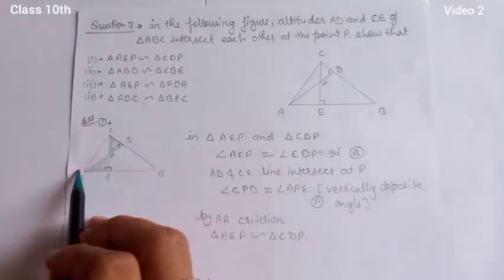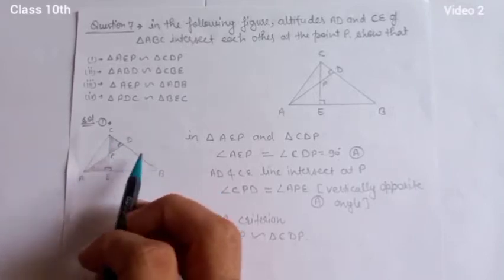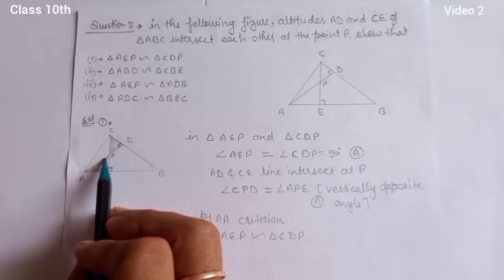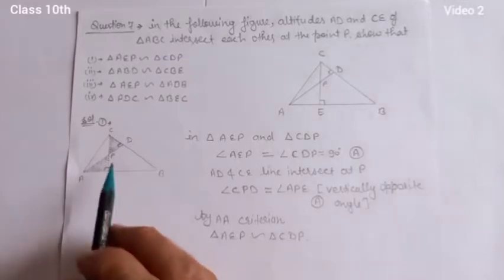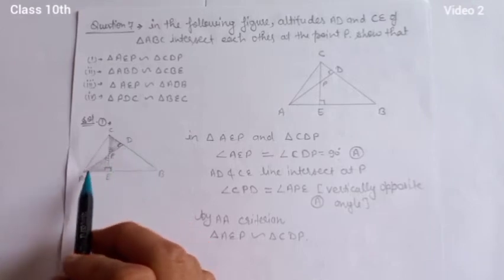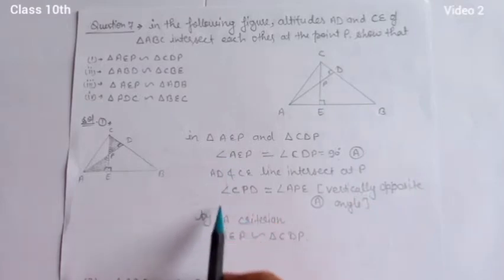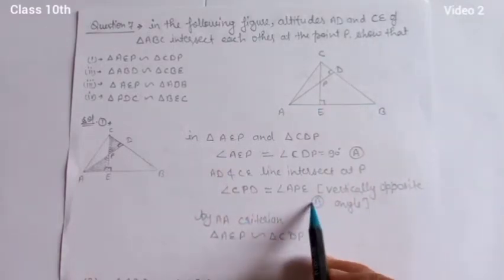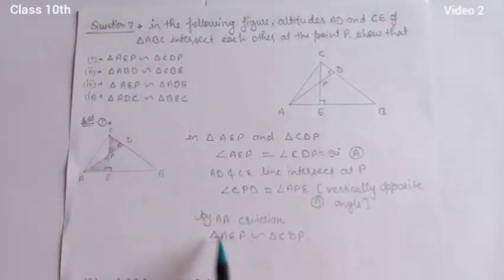Now you know that AD and CE are both lines that intersect at point P. Here is one more thing we can pair, that is equal: this angle. Both are known as vertically opposite angles. So angle CPD is equal to angle APE, vertically opposite angles. So students, in the above two triangles, by the AA criterion, the marked angles in both triangles are equal. So by the angle criterion, triangle AEP is similar to triangle CDP.